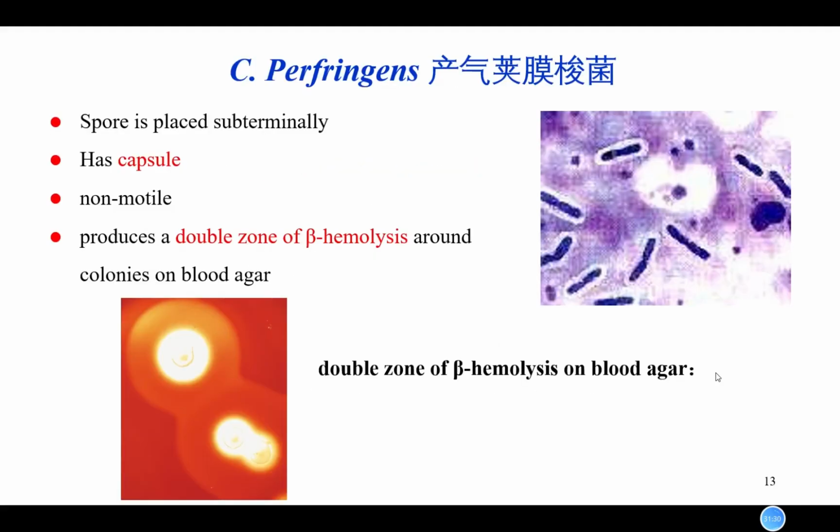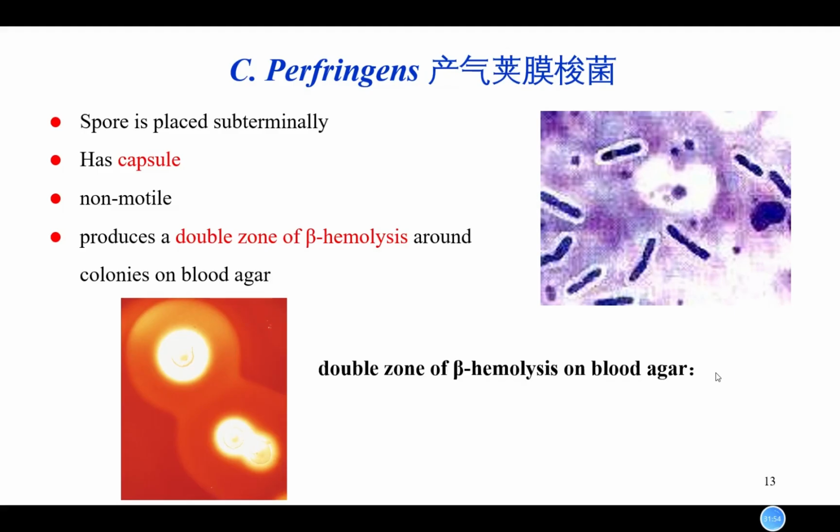Okay, the second pathogen we want to talk about is Clostridium perfringens. This is a typo, sorry. I actually updated the file. For perfringens, the P here should be a little p, not a capital P. All right.